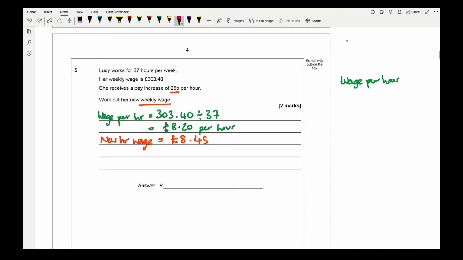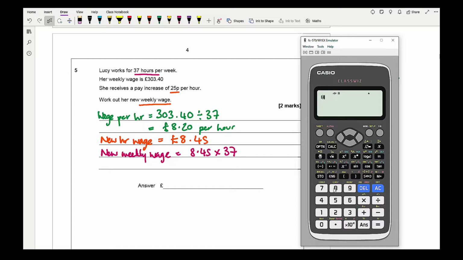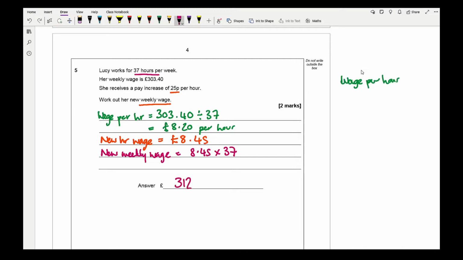And so what I need to do is work out her new weekly wage. Well, if she's working 37 hours, the new weekly wage is going to be £8.45 times 37, because that's how many hours she's working. So again, I type that straight into my calculator, 8.45 times 37 equals 312.65, so £312.65.